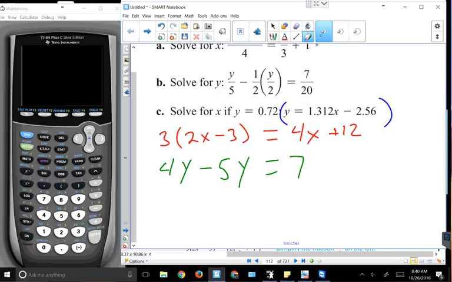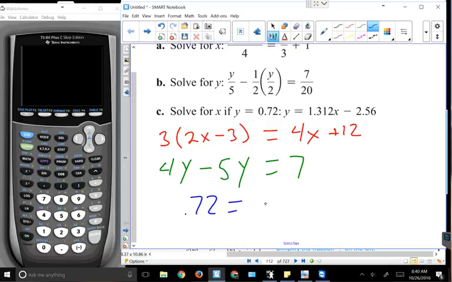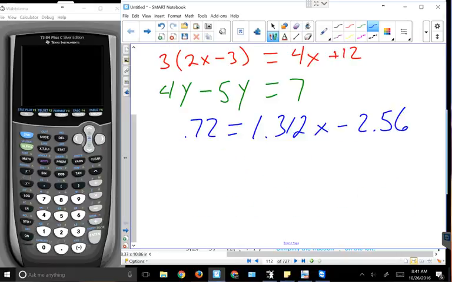see if there's anything that I am given that would kind of get rid of this so I just have one variable. I'm told that y is equal to 0.72, yes? So does that mean that I could rewrite this as follows? 0.72 is going to be equal to 1.312x minus 2.56. Am I allowed to do that? By a substitution, correct?